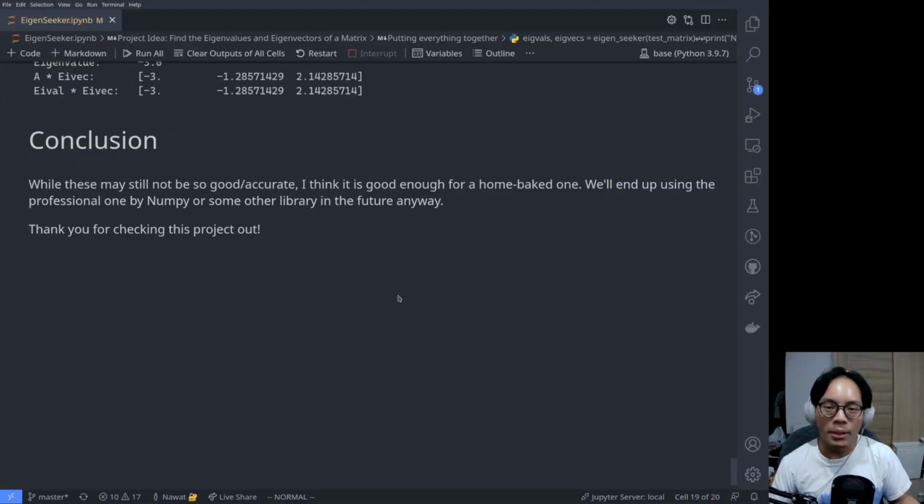Anyway, so in conclusion, this function is still not very good or accurate. The performance is probably not very good. But I think for a home-baked one, it's good enough. And you'll end up using the professional one by NumPy or SciPy or whatever library is fancy in the future.